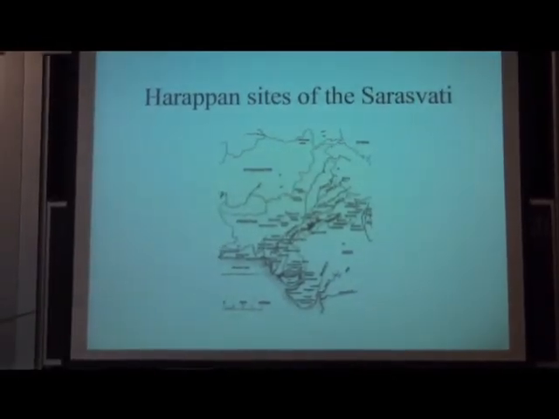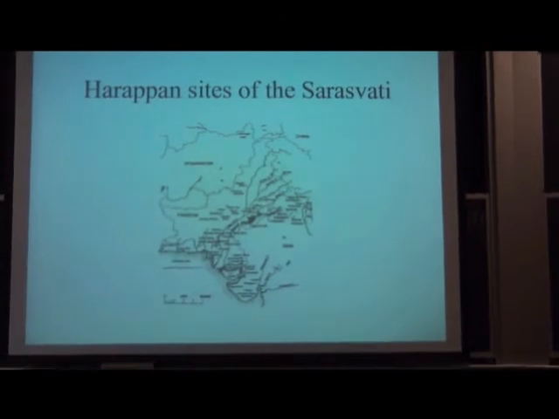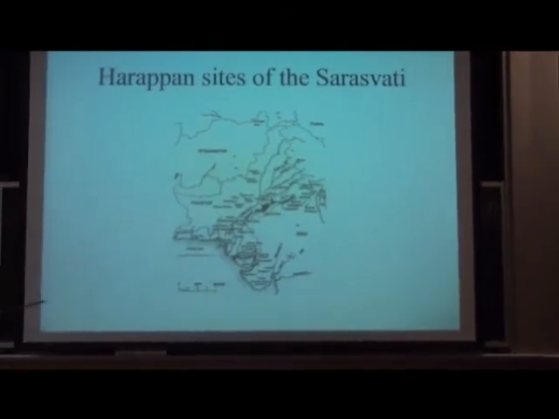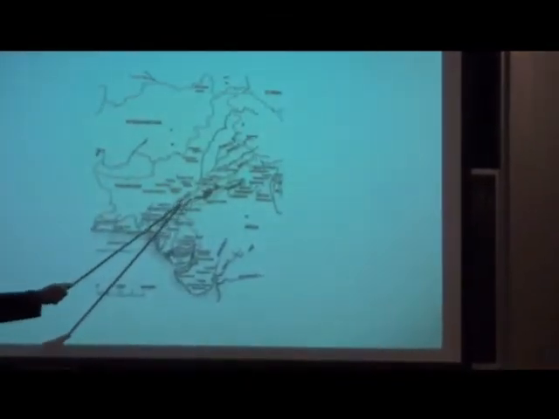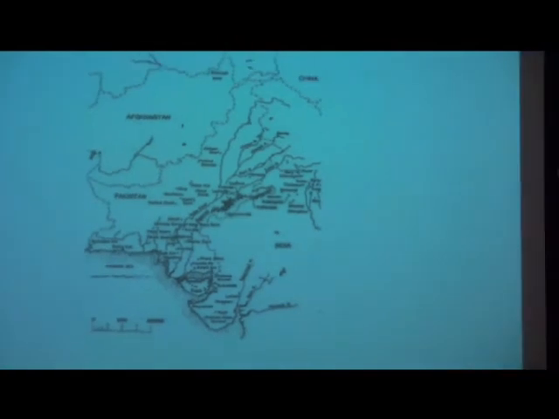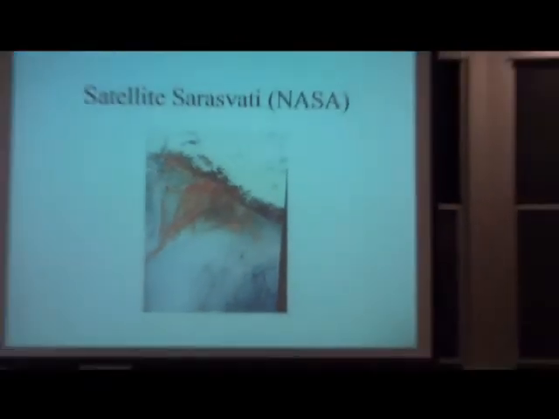So you will see this is a very well-known map produced by Mark Kenoyer, and you will find this is the Indus, of course, and this is the Saraswati course. The map is out of focus, and we can't do anything about it. Anyway, you can see this. Next one, please.